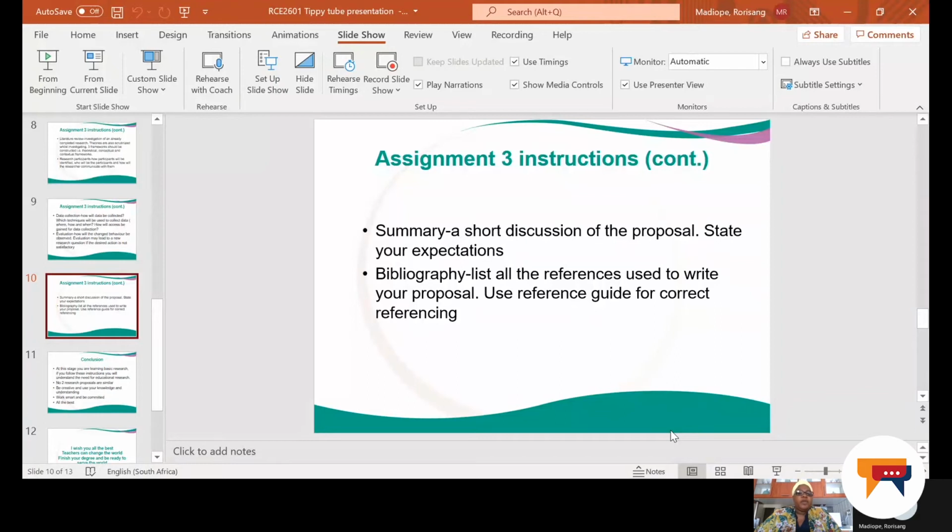And then bibliography: you list all the references that you used to write your proposal. Use the reference guide for correct referencing. The reference guide was sent to all students via the announcement. You can check your announcements for the reference guides so that you do the correct one.